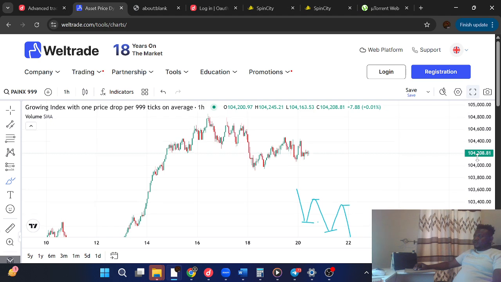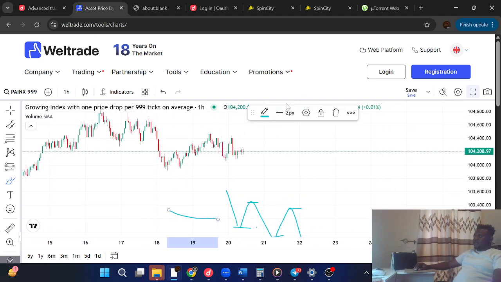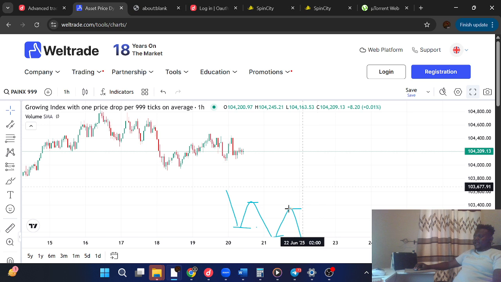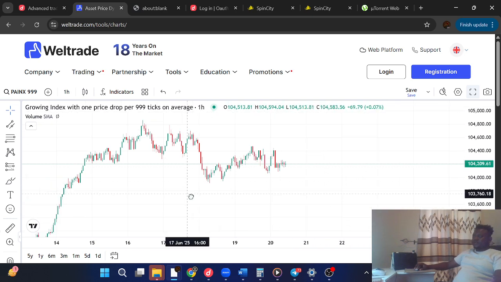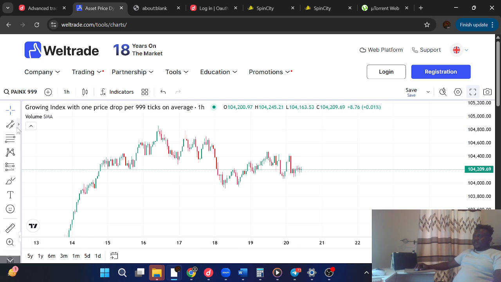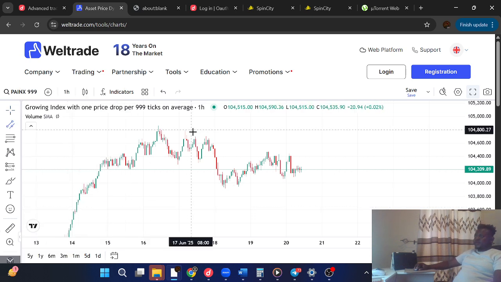Okay, so we are on the 1 hour time frame. We zoom in a bit so that you can see exactly how the market is going to move, how the market is going to act. So basing on this, the first thing we do like usual is we take our parallel channel. This is the parallel channel.